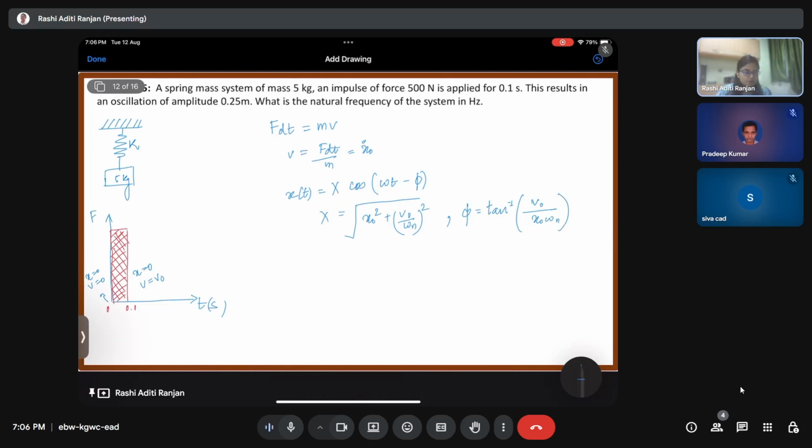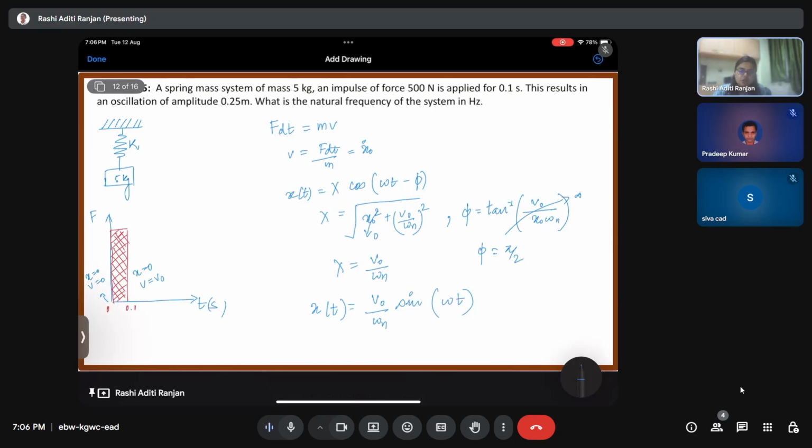Our x naught is equal to 0. So if x naught is equal to 0, this is going to be infinity, and phi we are going to get as pi by 2. And for this, we have this as 0. So our x is nothing but v naught by omega n. The solution x of t can be written as x cos of omega t minus pi by 2. Then we have cos of pi by 2 minus theta as sine theta, and cos of minus theta as cos theta. So using these both relations, we get v naught by omega n sine of omega t.